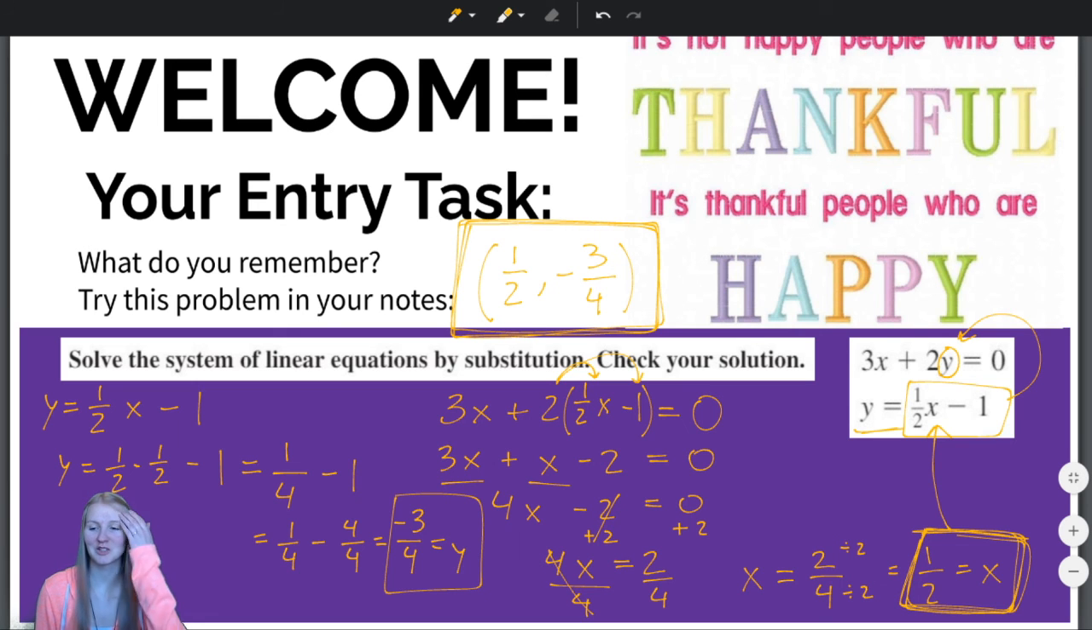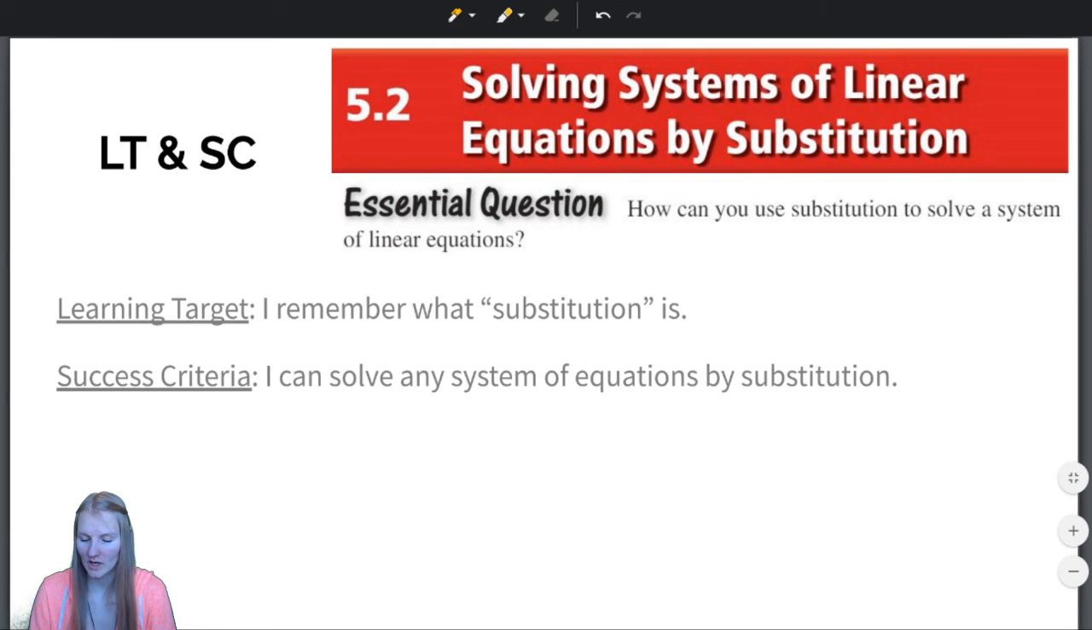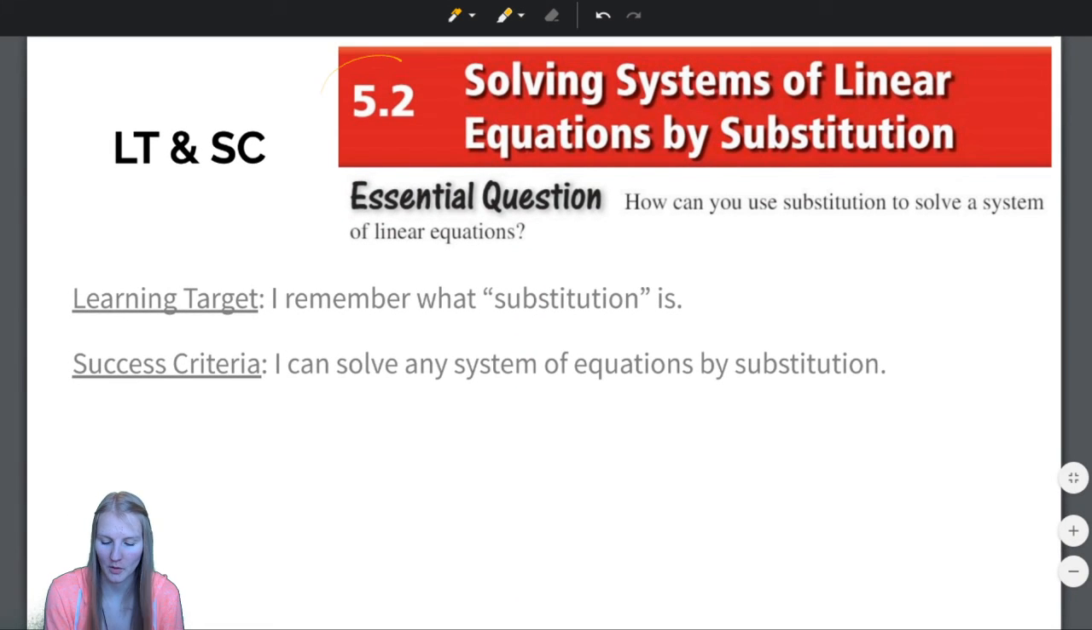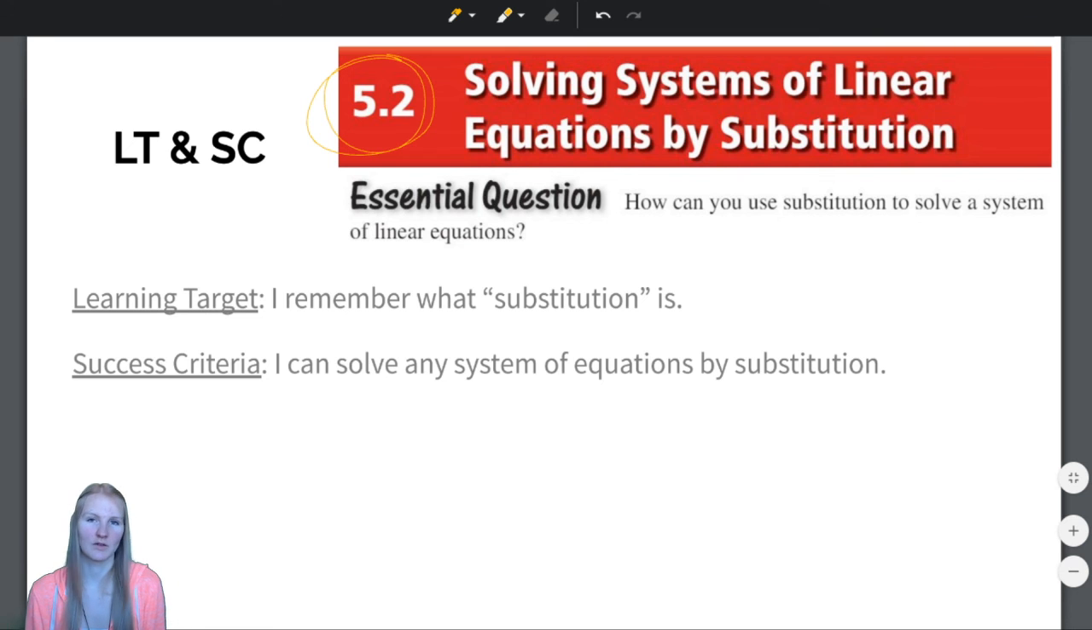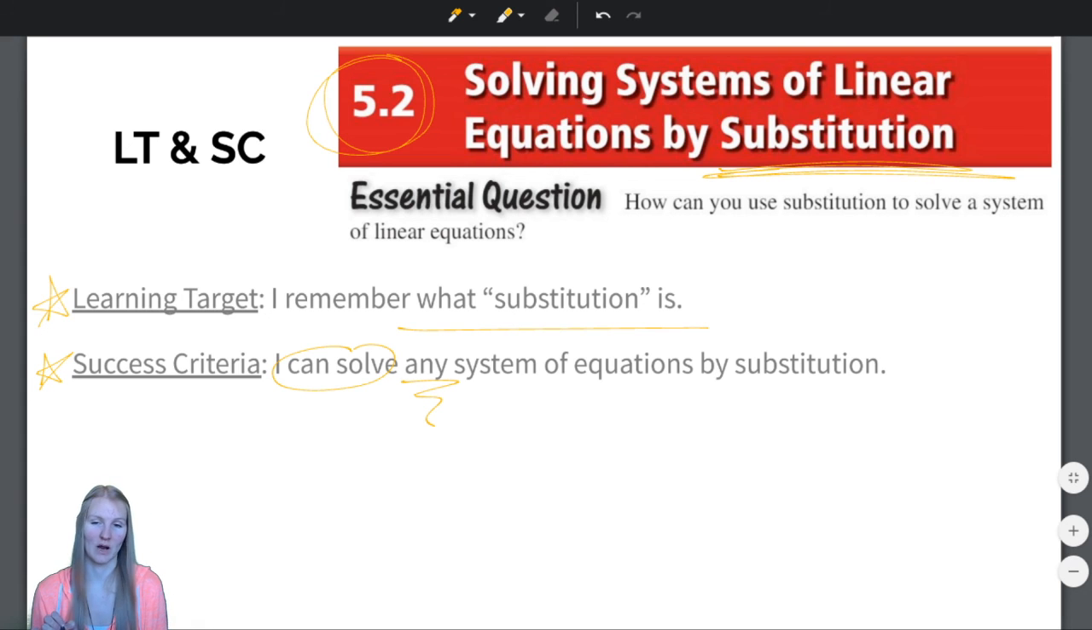Okay, all right, let's move on to what we have for today. So today we are continuing our work with section 5.2, solving systems of linear equations by substitution. We're going to continue working with substitution today, and we're actually going to finish our work with substitution. So our learning target is that you remember what substitution is, how to use it, and what it is for, and our success criteria is that you can solve any system of equations by substitution.